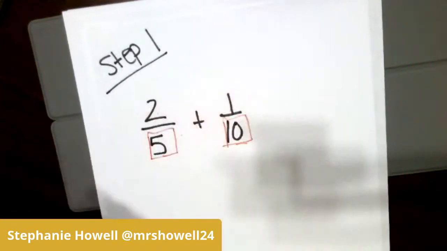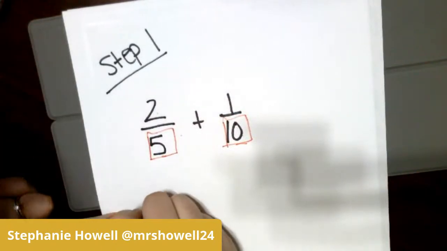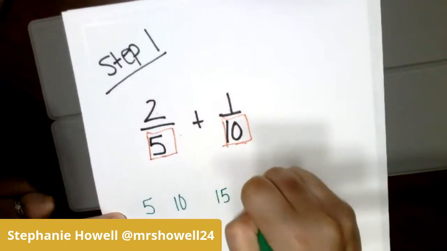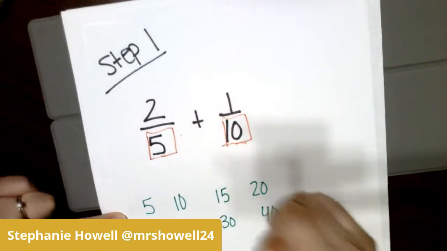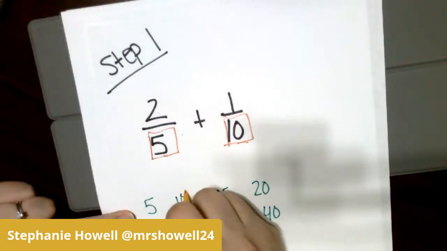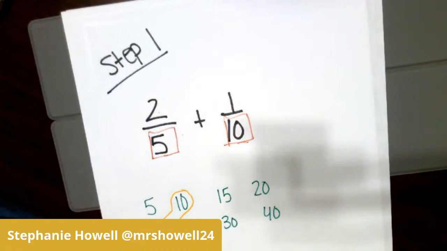I might make them red. And then I want to find my common multiple, so 5 and 10. And then 10 is going to be our common one. Okay. And so that was step 1.